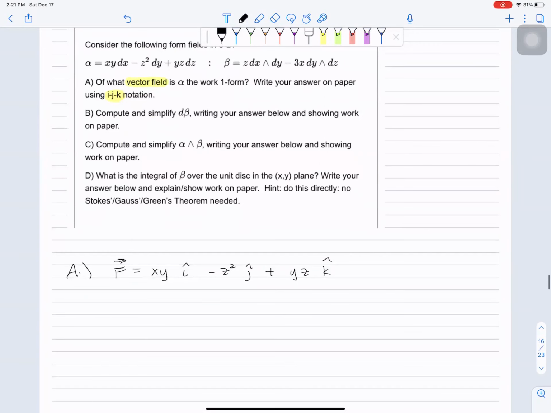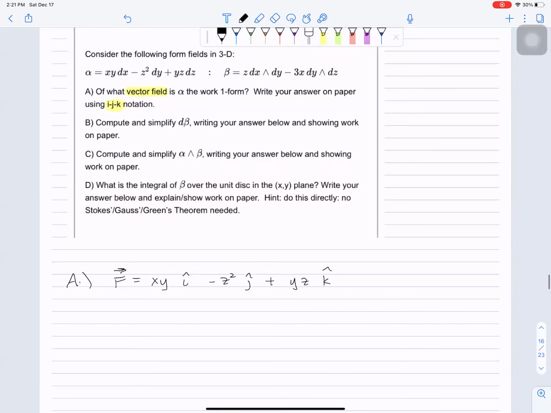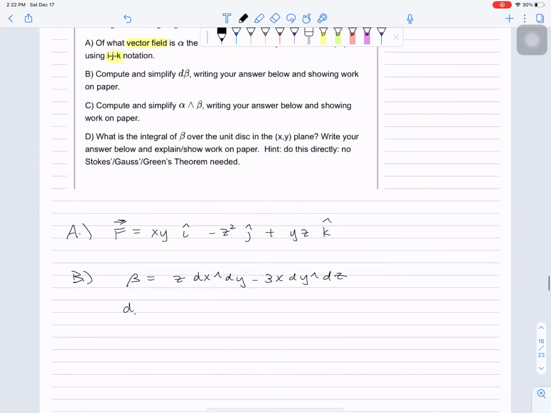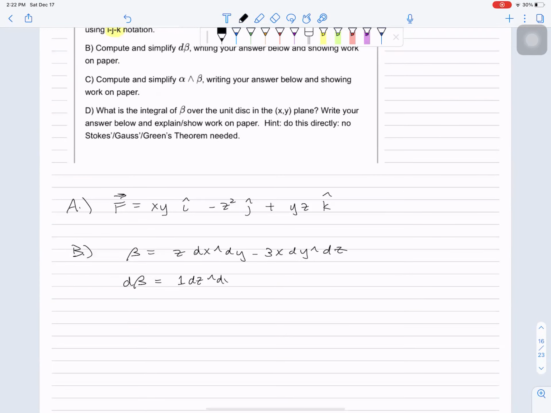Okay, and then part B, compute and simplify the derivative. Okay, so what is the derivative of beta? Well, I'm just going to rewrite what beta is. Okay, and I can take the derivative directly. So any variable I see, I want to take the derivative with respect to that variable. So I see a z, so I'm going to take the partial with respect to z, which gives me 1 dz. And then I add on the other wedges.